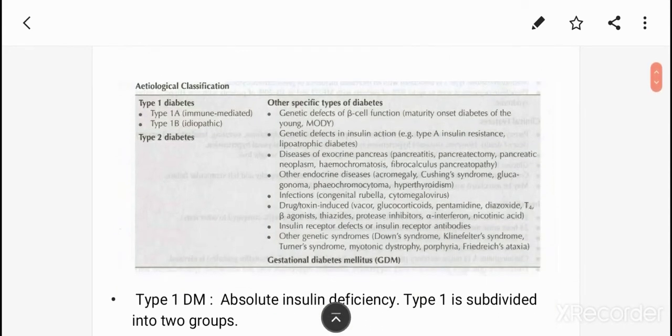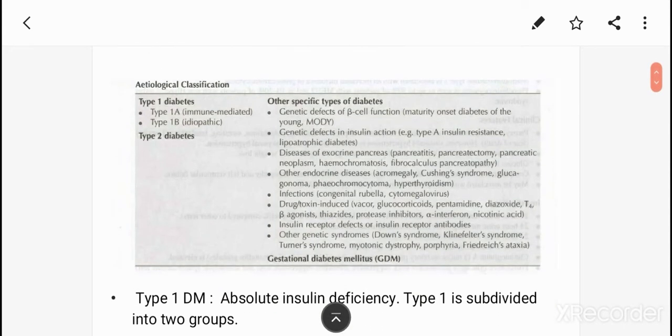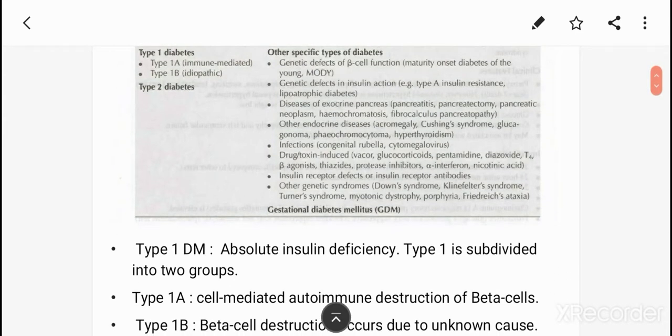Etiological classification: we have type 1 diabetes, type 2 diabetes, other specific types of diabetes, and gestational diabetes mellitus. Under type 1 diabetes, we have type 1A, which is immune mediated, and type 1B, which is idiopathic. Under other specific types of diabetes, we have genetic defects of beta cell function, that is maturity onset diabetes of the young, MODY. We have genetic defects in insulin action, that is type A insulin resistance or lipoatrophic diabetes.